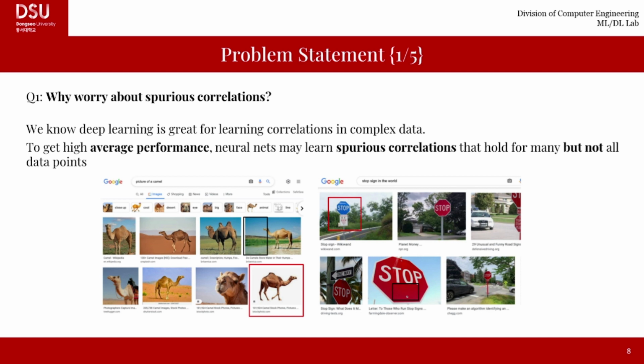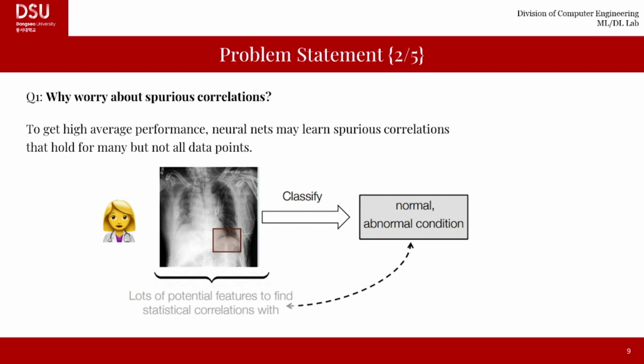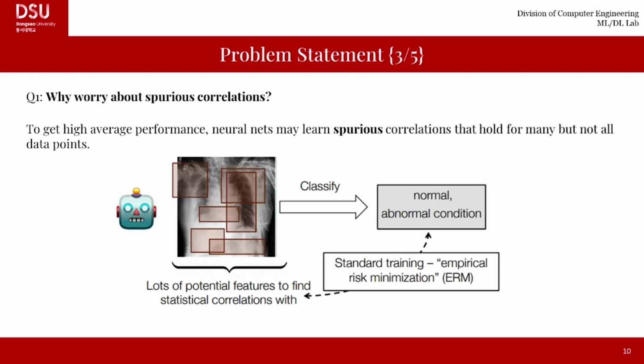So basically, we come back to the example of the chest image. If we see the chest image and ask about the normal and abnormal condition using the classifier, there are a lot of potential features to find statistical correlation with, because we see the full image and there are a lot of data points in there. So there are many data points, but not all of the data points need to be used to find the spurious correlation.